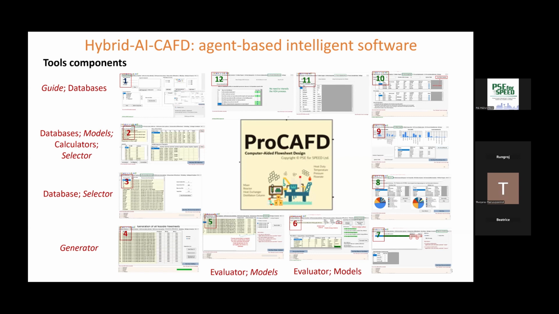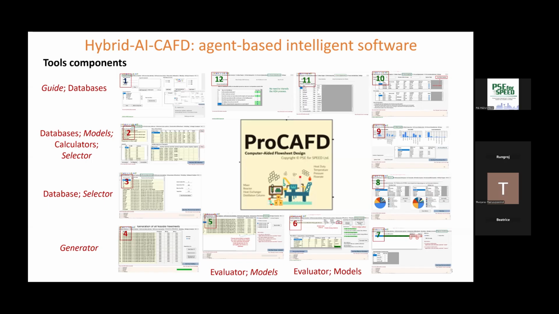So what do we have? You can see AI guides the user to define the problem. And also in definition of the problem, we need some databases. In doing the synthesis, we need a collection of databases, collection of models. Selector means decision making. Generator means an algorithm that will generate all the alternatives. Evaluator means that we will use model to rank which is the best flow sheet. Then we will do the design in step 6.